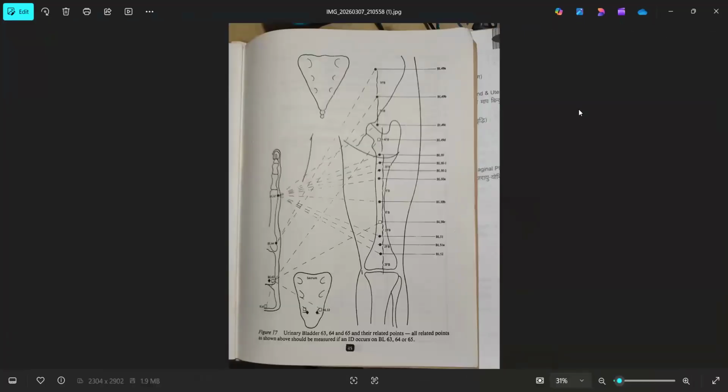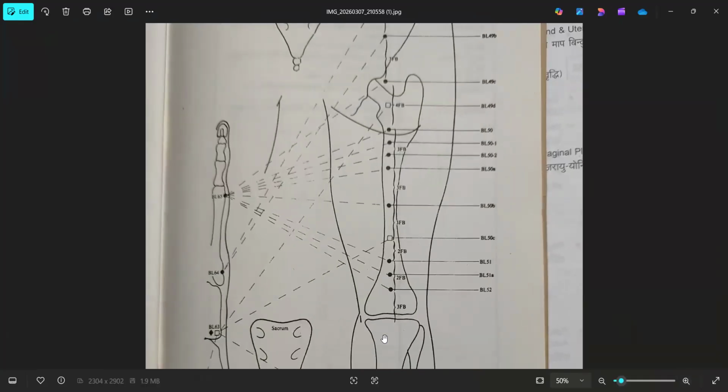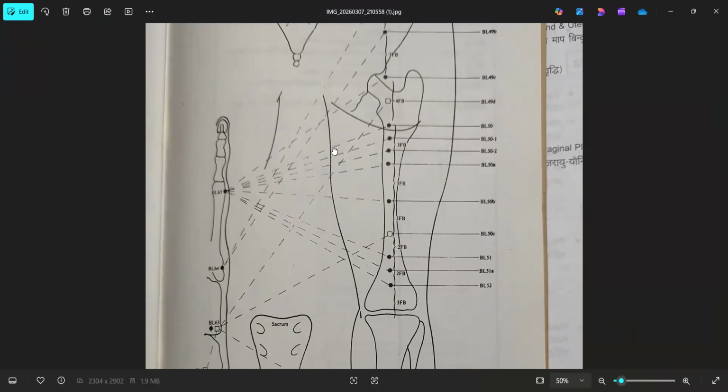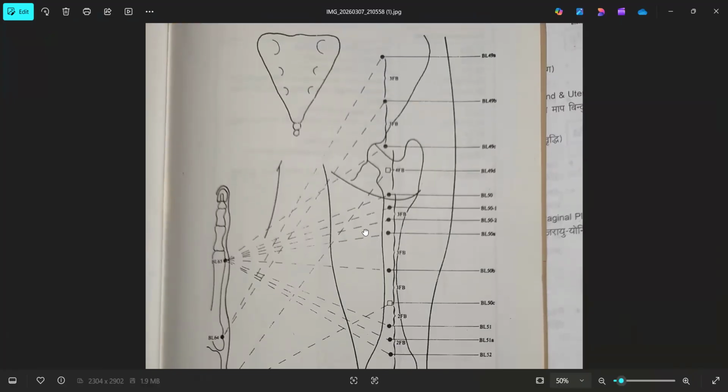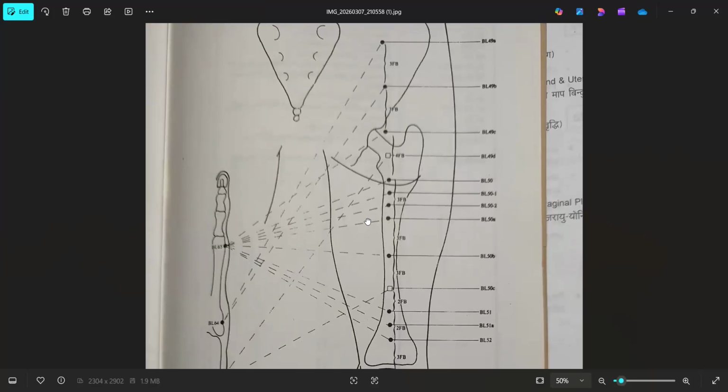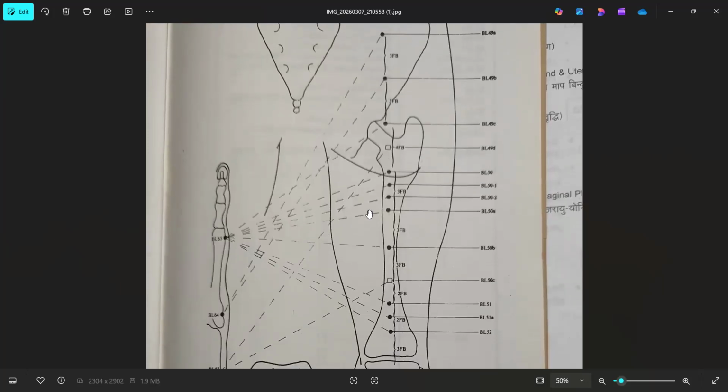Now see, the most important point is which point? Should I enlarge it? 65. Can you see? Is everyone able to see? Nobody is able to see? It is very small, sir. This is UB 65. Yes, it is visible, sir.